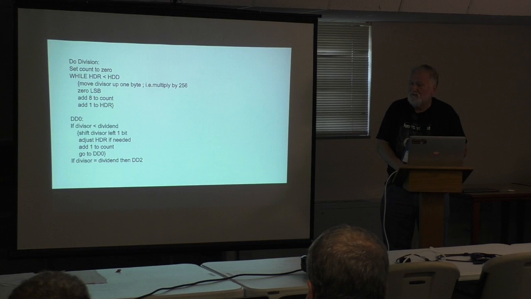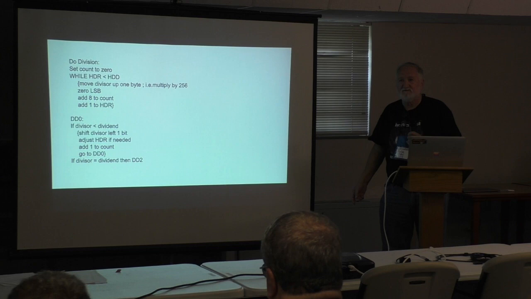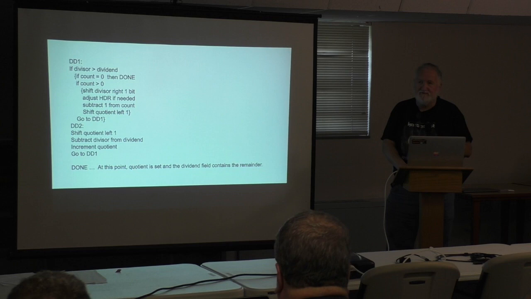And in the end, you end up with your three numbers. Your divisor is still there. Your dividend has gone away and been replaced by the remainder. And your quotient is in the third register. So there you have it. And as you see, it goes on and on and on. I'm in the process of writing the code to actually do this.